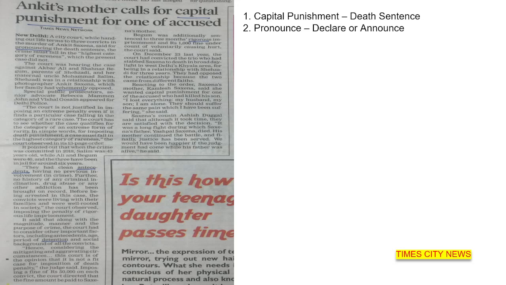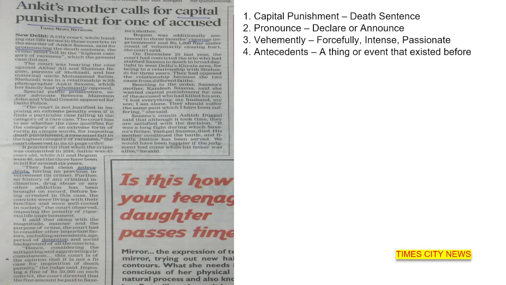So that is pronounce. Vehemently opposed: vehemently means very strongly, forcefully, intensely. And then antecedents, having some relationship with the earlier. Certain times we say the antecedent of something. In mathematics you might have heard this. So here the antecedent is a thing or event that existed before. That is, the victim had no antecedents, the judge was saying. So that is antecedent.